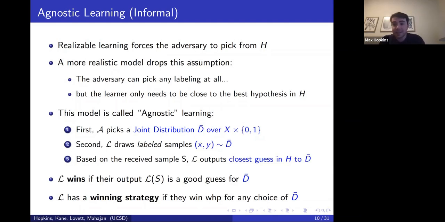The rest of the game is basically played the same. The learner will draw labeled samples from this joint distribution. And based on the samples that it receives, the learner will output its best guess for this joint distribution in H.